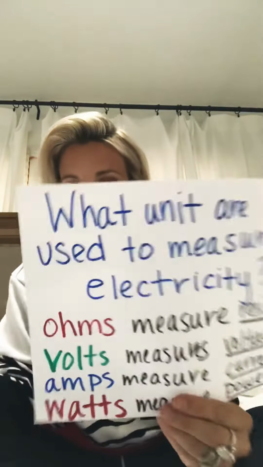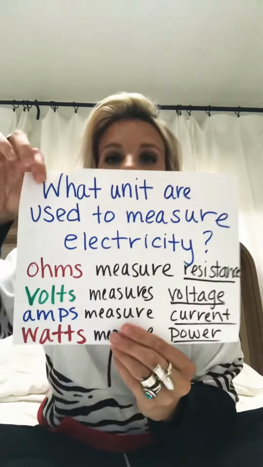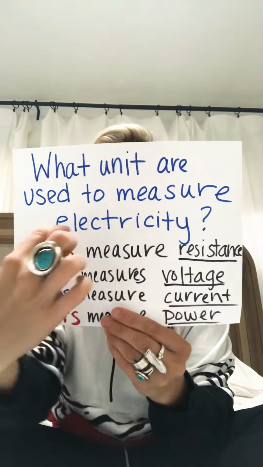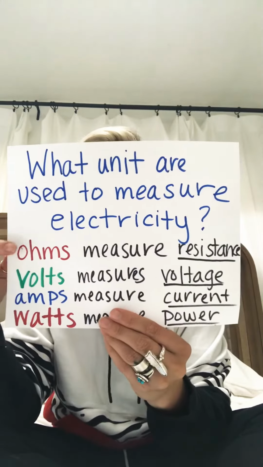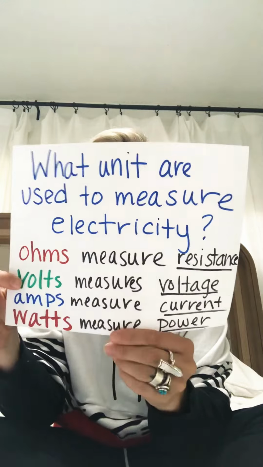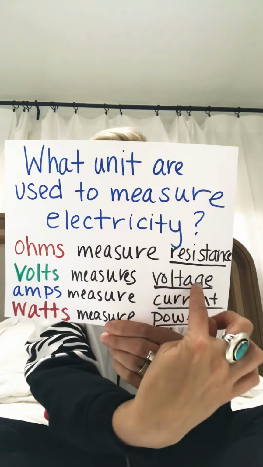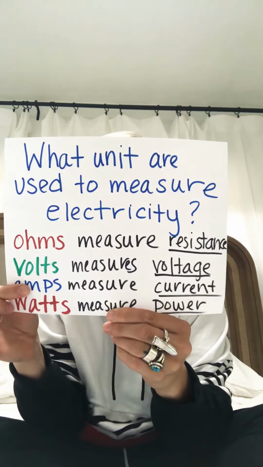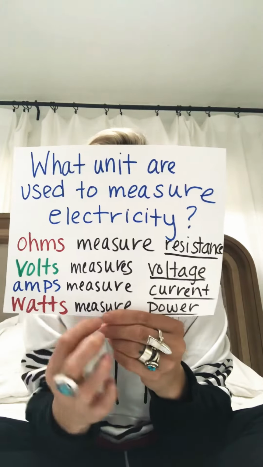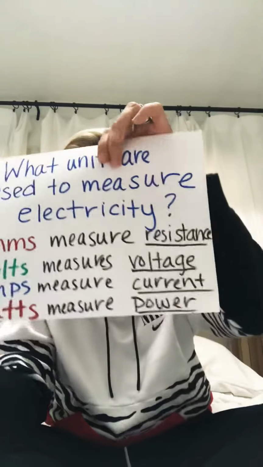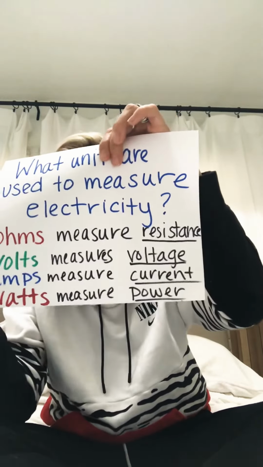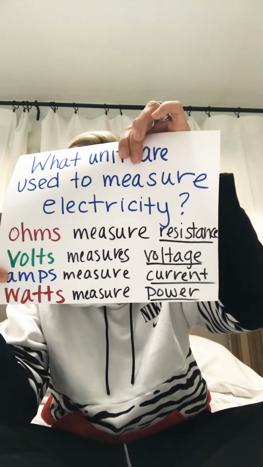And this is called what units are used to measure electricity. We have ohms, they measure resistance. Volts measure voltage. Amps measure current. And watts measure power. So right down here. So we have ohms, volts, amps, and watts.